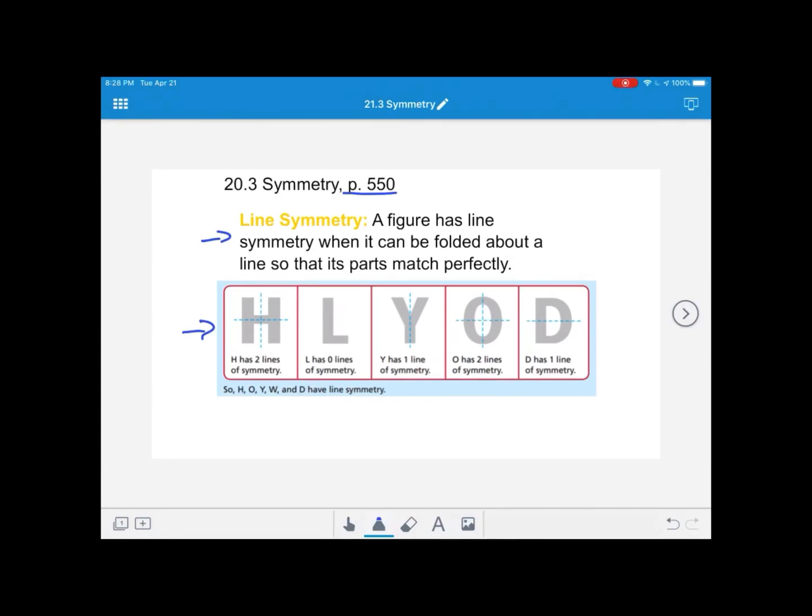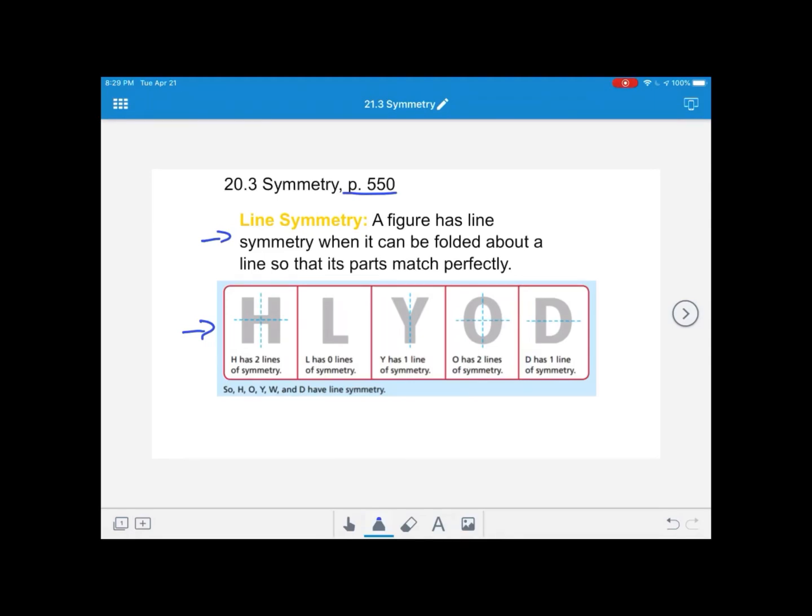So a line of symmetry is our first type of symmetry that we're going to be talking about. A figure has a line of symmetry when it can be folded about a line so that its parts match perfectly. So when you think of whether it has a line of symmetry, you want to imagine the figure literally being folded in half, either horizontally or vertically, and seeing if these two pieces can match up perfectly.